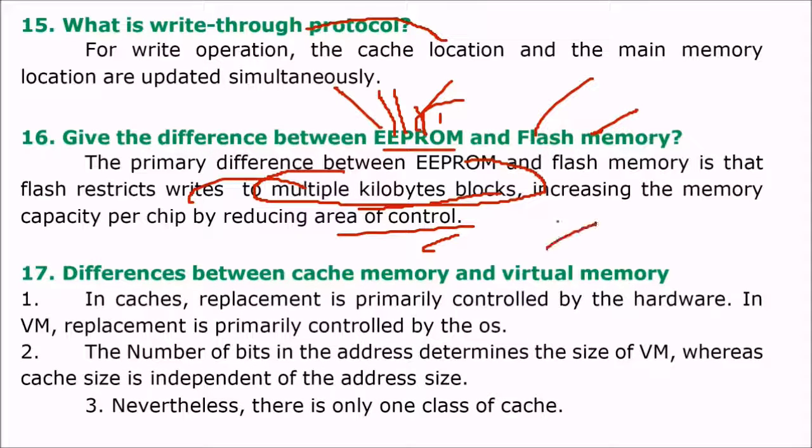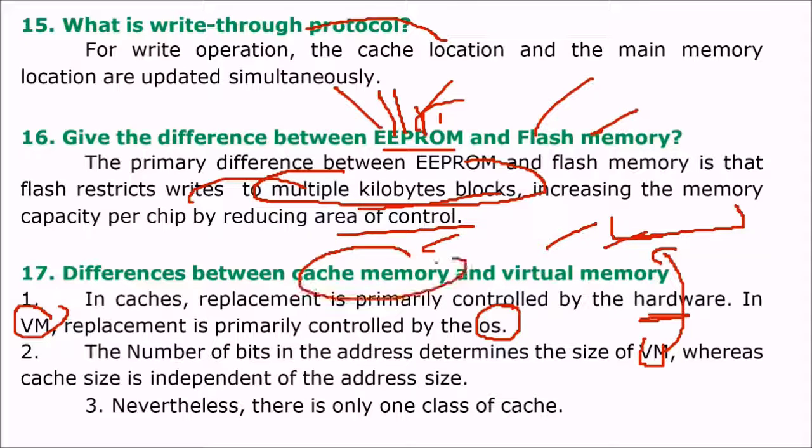Differences between cache memory and virtual memory. In cache, replacement is primarily controlled by the hardware itself. So in virtual memory, what happens? Replacement is primarily controlled by the operating system. Then the number of bits in the address determines the size of the virtual memory, that is the address generated by the CPU, whereas the cache size is independent of the address size. There is only one class of cache we have.